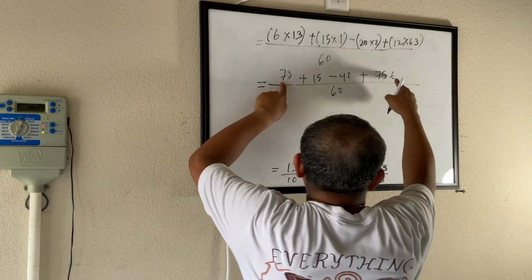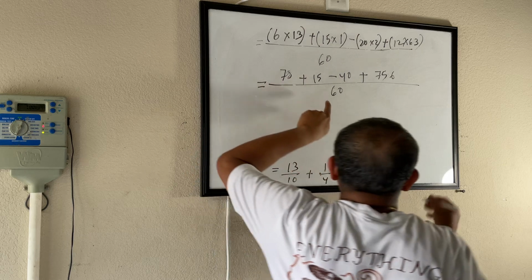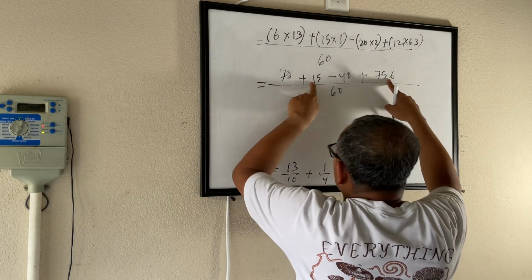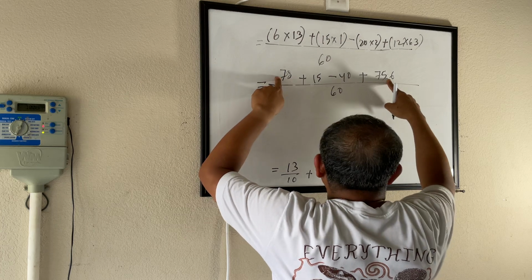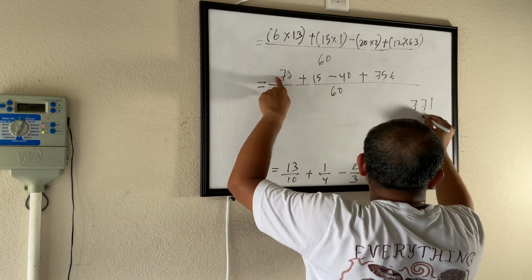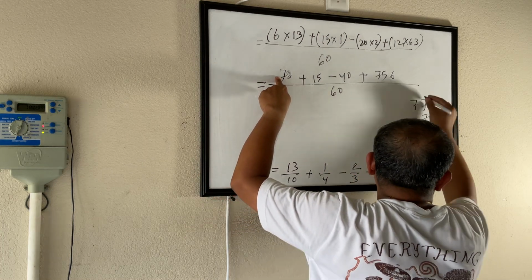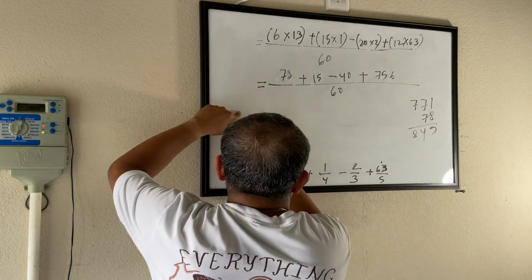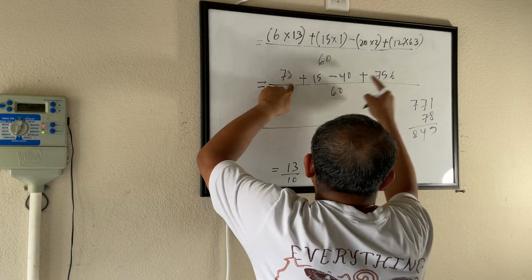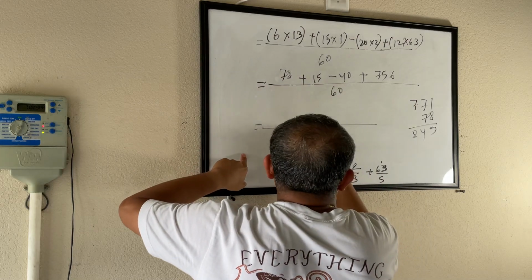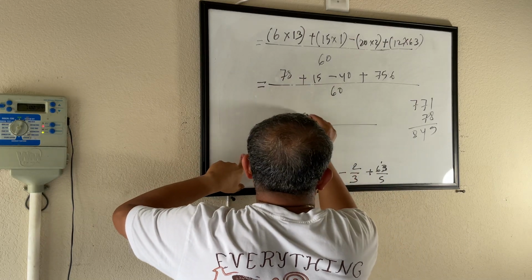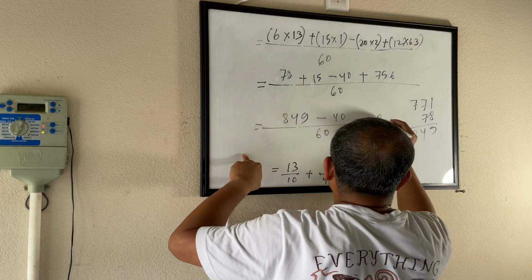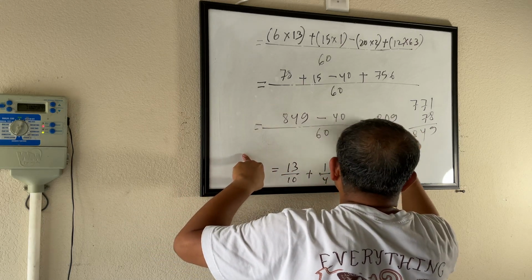Now add all the positive numbers and subtract this from that. 756 plus 15 is 771, and plus 78. 771 plus 78 is 849. Adding all the positive numbers gave you 849, minus 40. That makes it 809 by 60.